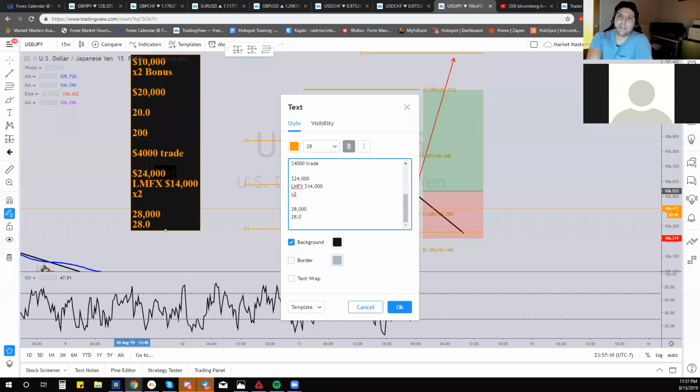So yeah, it's a concept that you kind of have to grasp, but as you start growing your account, it starts compounding and just getting bigger and bigger.